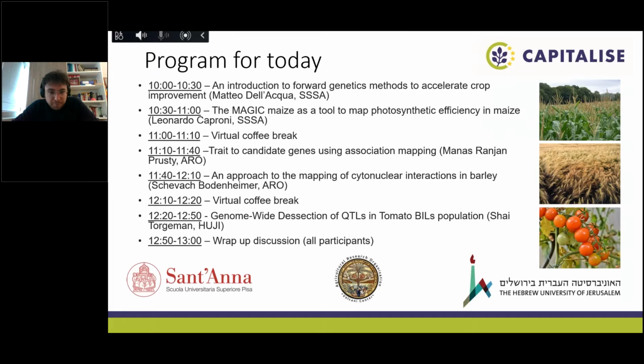The program for today is contributed by researchers from Sant'Anna, which is the university where I come from and where Leonardo comes from, the Agricultural Research Organization of the Volcani Center in Israel, who will speak to you about barley, and the Hebrew University in Jerusalem, who will tell you something about tomato used in the project. So we have a lineup of young and excellent speakers, and I really look forward to hearing from all of them. I have the duty to introduce the meeting.